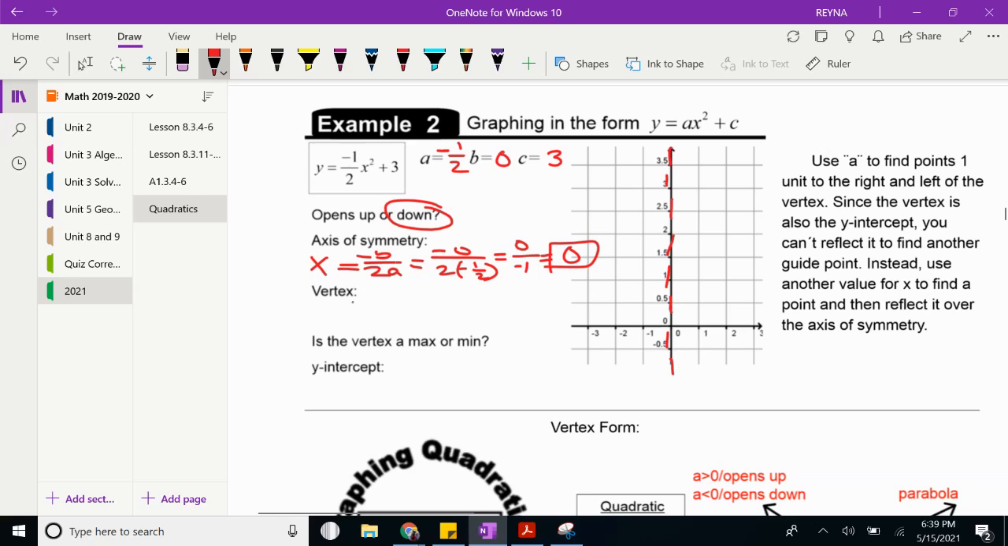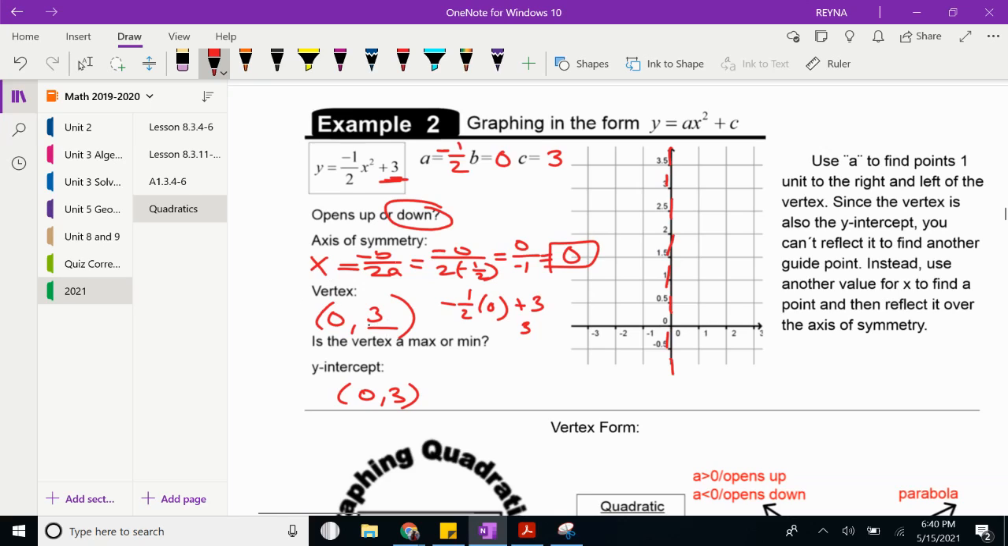So we're just going to plug in 0 for our vertex. So for our vertex, we know x is 0. What did you get for your y? Okay, let's plug it in up here. We got negative 1/2 times 0 plus 3. Well, negative 1/2 times 0 is just 0. And 0 plus 3 is just 3. Ooh, and this is actually the same as our y-intercept because it's just 0 comma c. And our c was 3.